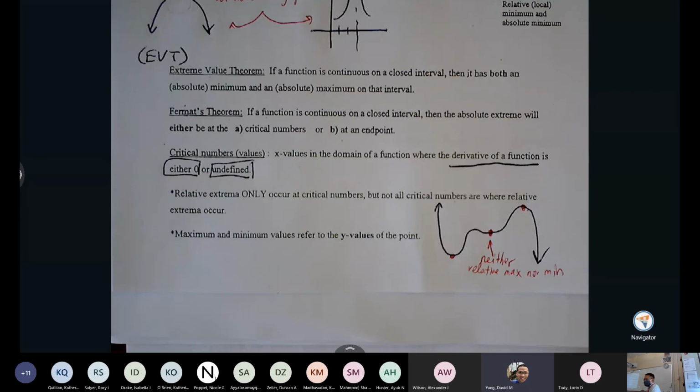And then another point to make is max and min values refer to the y values at that point. The emphasis is on the y value. We will explore that within our examples that we're going to see.